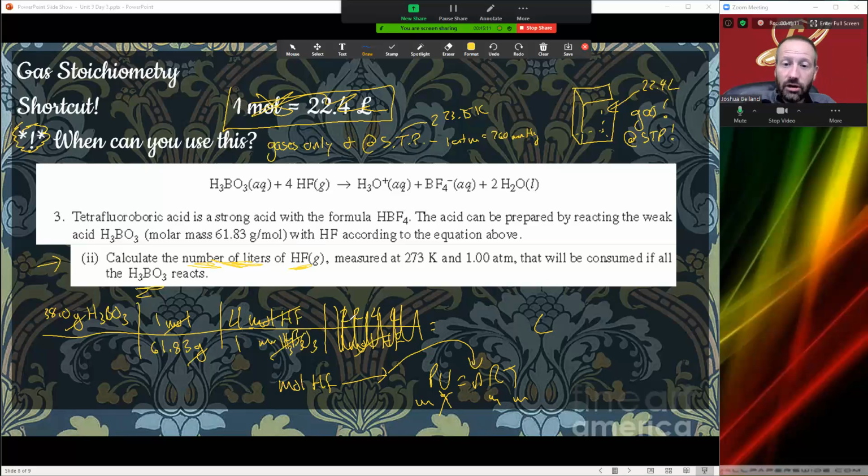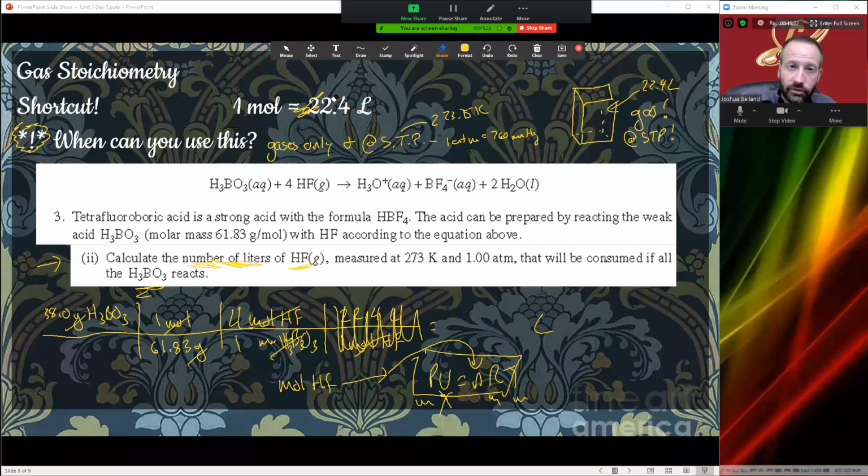Ideal gas law always, always, always works. 1 mole is 22.4 liters. I said to erase it. I wanted my eraser. There we go.